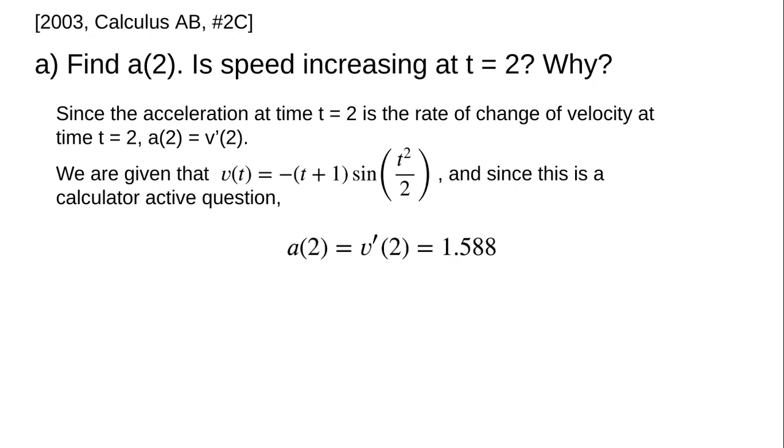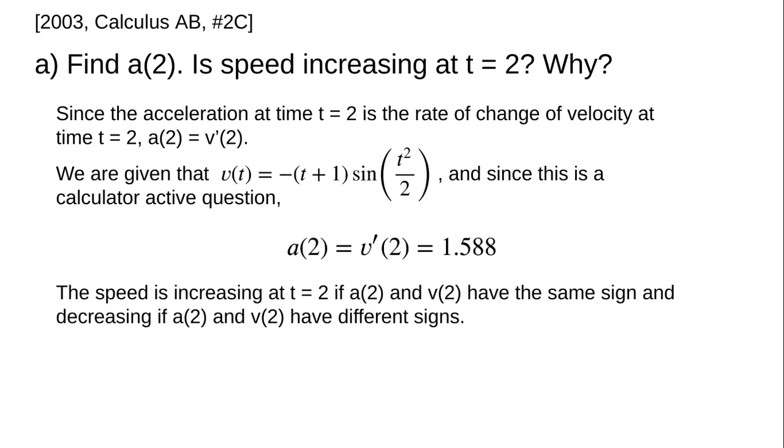Now, because this is a calculator active question, you will have to connect whatever you're asking your calculator to do to the given information. We are given a function v of t. We are not given a function a of t. So we have to state in our work that our function a is equal to the derivative of our velocity function. Typically, when you're dealing with motion problems, that is going to be the case, but you do need to explicitly connect a new function that you are introducing to one of the given functions or tables or whatever. So a of 2 is 1.588.